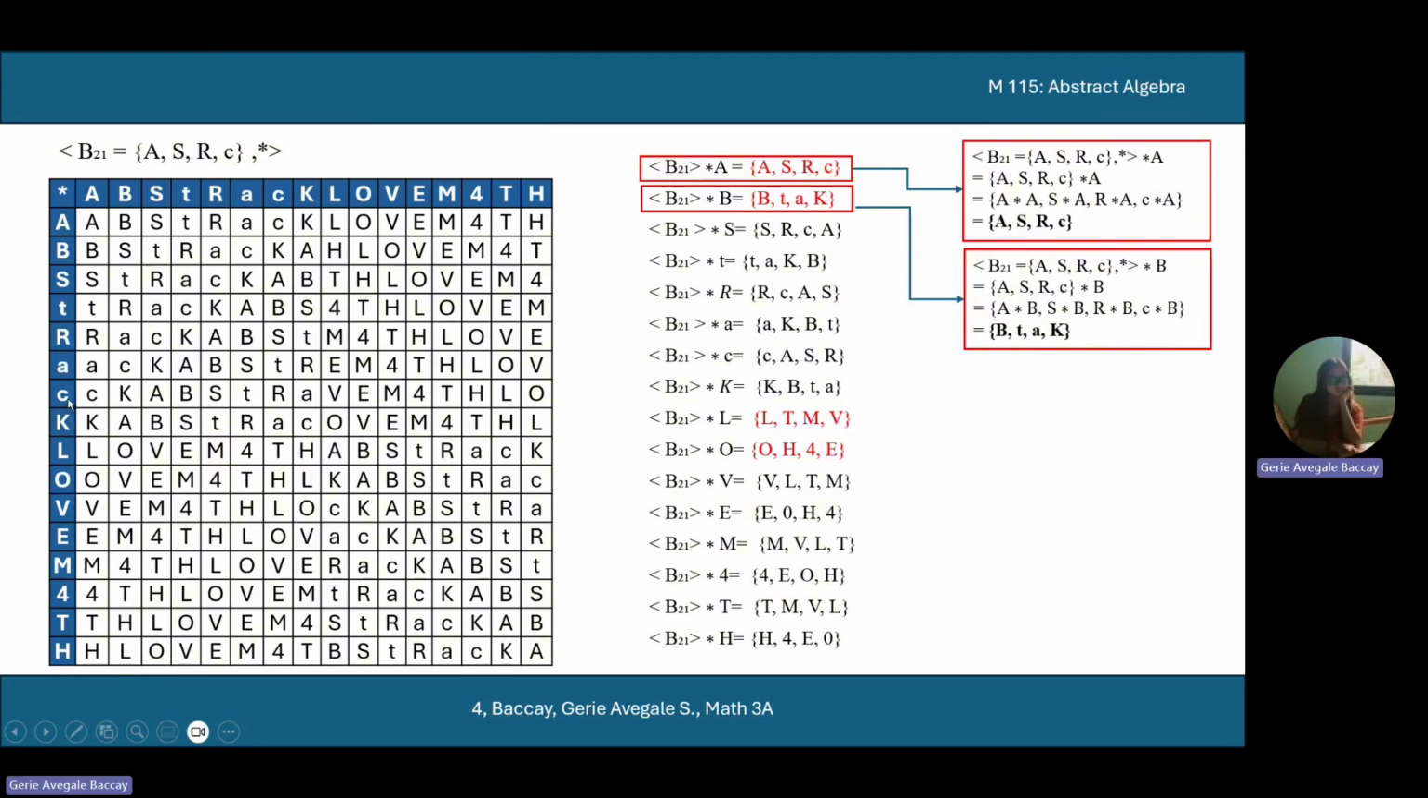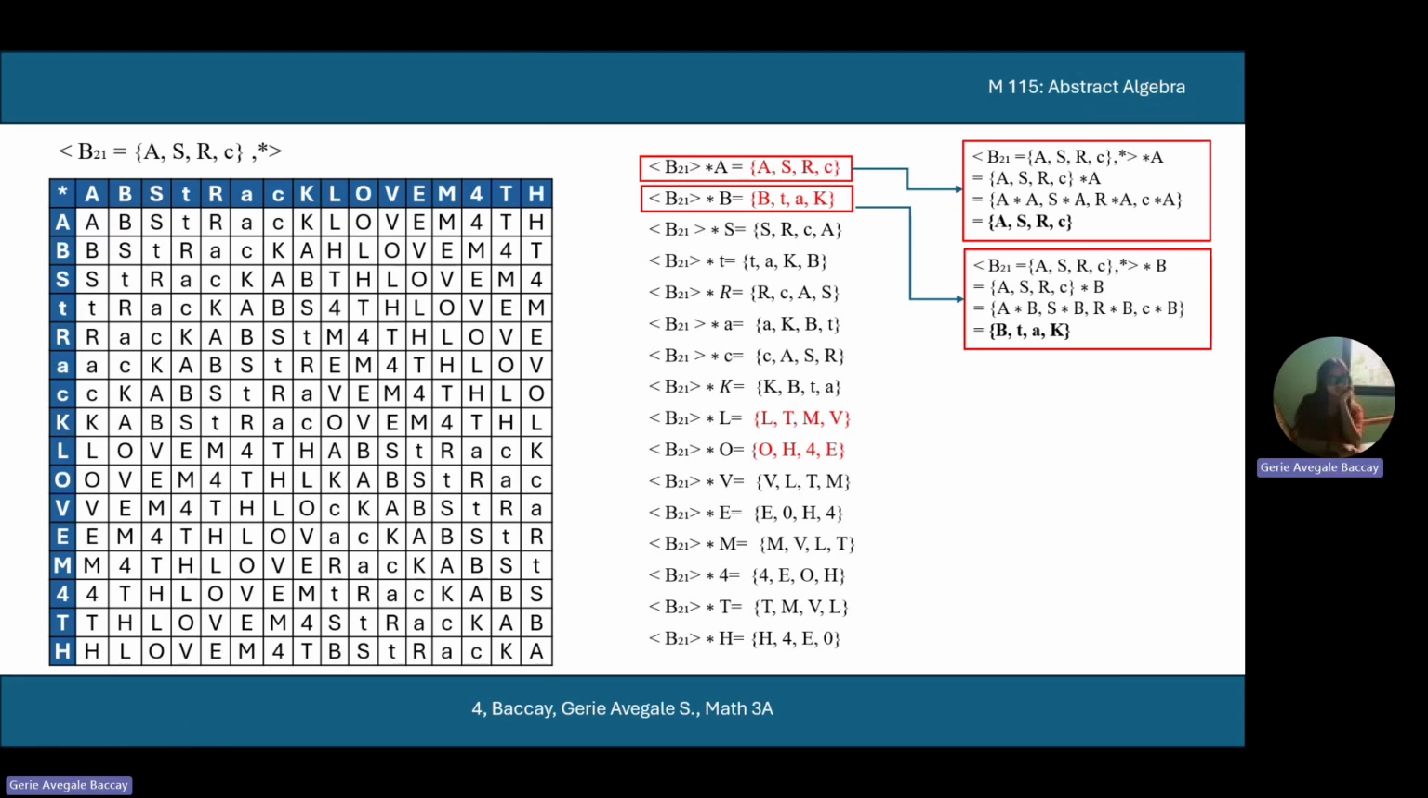And then small c, star B is k. That's why we have k here. So just simply repeat the process until we get all the distinct cosets. And as we can see here, we have 4 distinct right cosets for B sub 21.